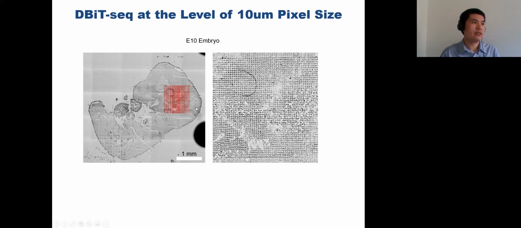We have a 10 micron chip mainly covering the eye region of the mouse embryo. This region is about 1 millimeter by 1 millimeter, and you can see roughly the eye outline here. The eye is only about 250 micron in size, so pretty small.